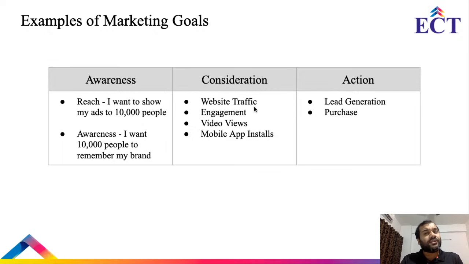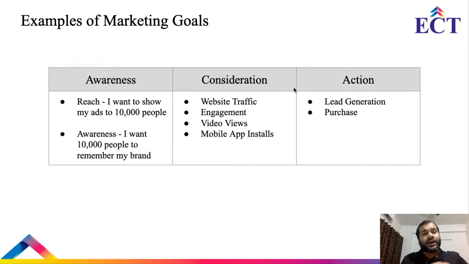And then at the action stage, you set a goal like I want to generate 10 or 50 leads per day, or I want 5 customers to buy my services. That is the goal related to action. Remember one thing: at one point in time, your objective should be either awareness or consideration or action. When you plan an advertising campaign, your marketing goal should relate to one of them, not all three together. That is how you set a marketing goal.